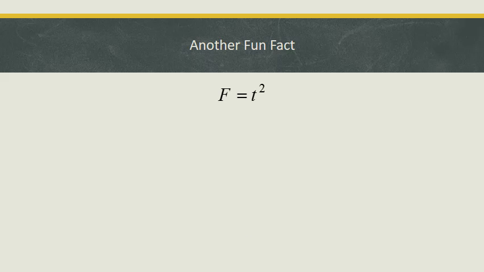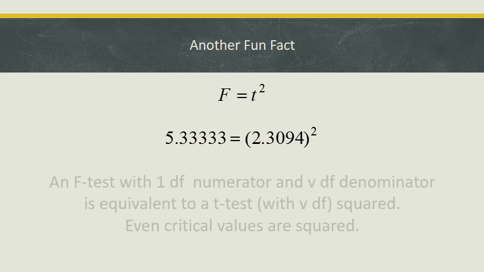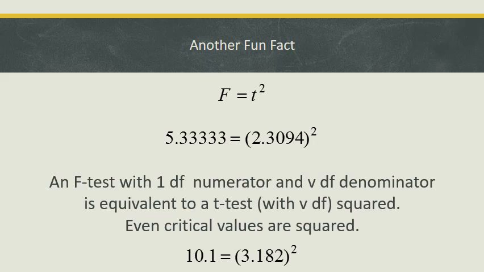Our last side note is that there's a direct equivalence between the ANOVA F-test and the t-test that I showed you. Our F value of 5.33 is actually equal to the t-value squared. This is not a coincidence. An F distribution with 1 degree of freedom numerator is always equivalent to a t-distribution squared. So the F-test and the t-test are actually just 2 different forms of the exact same thing. Even the critical value of the F-test is the square of the t-test critical value. They are completely equivalent in simple linear regression.